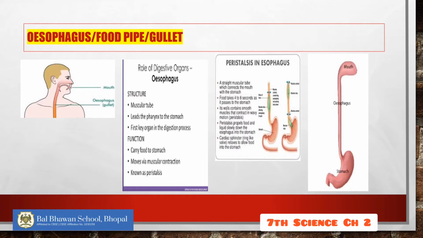This pushing of the food is done by the movement of the walls of the esophagus, and this movement is known as peristalsis. So when the walls of the esophagus contract and expand, the food is moved from the upper part of the esophagus, comes down, and then gets collected in the stomach.